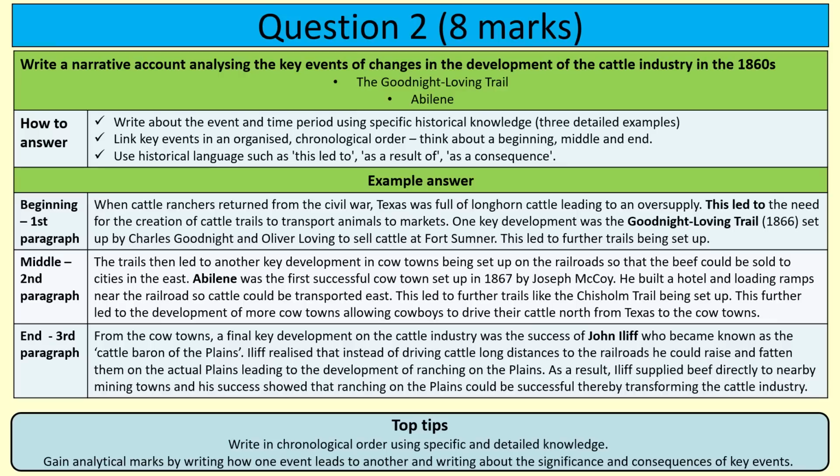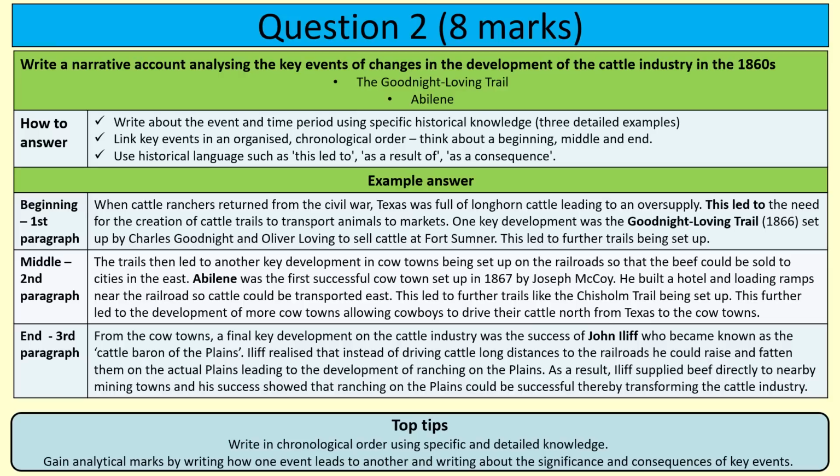So how to answer question 2: you write about the event and time period using specific historical knowledge, trying to give 3 detailed examples. Link key events in an organised chronological order. Think about a beginning, a middle and an end, and use historical language like this led to, as a result of, as a consequence. So let's have a look at the 3 paragraphs.